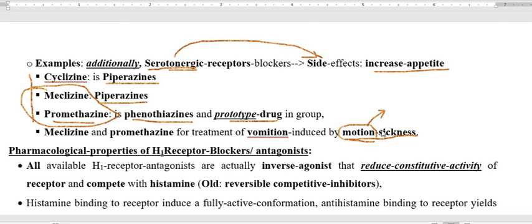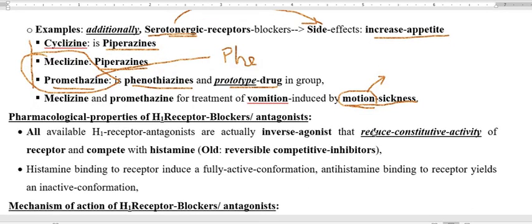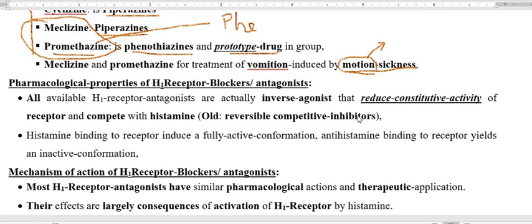Promethazine comes under the trade name Phenergan. Phenergan, which we are all aware of, is a very usable drug as an anti-allergic drug and also an antiemetic drug, particularly for motion sickness. So this is a very important point regarding the therapeutic utility. This is all about the drugs under the first generation H1 receptor antagonists.